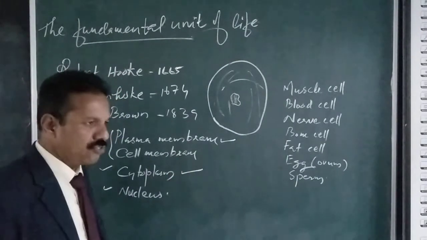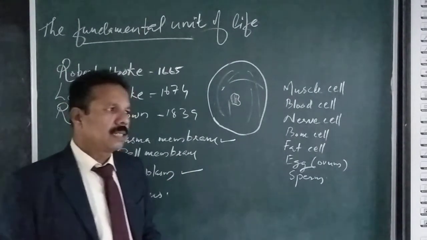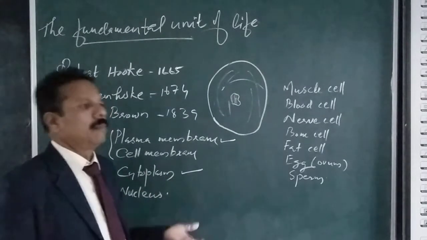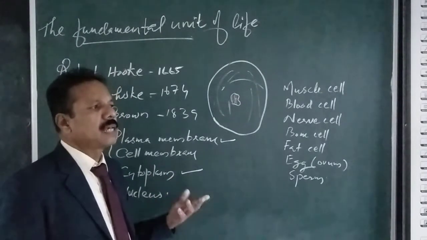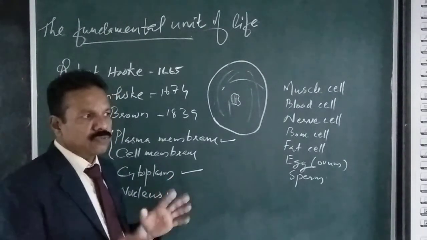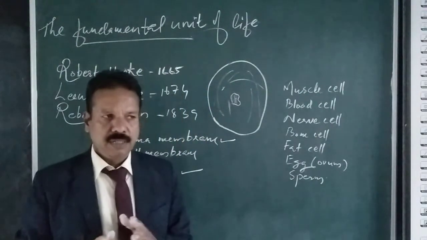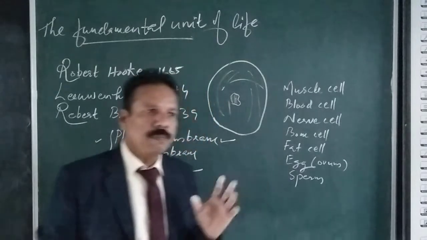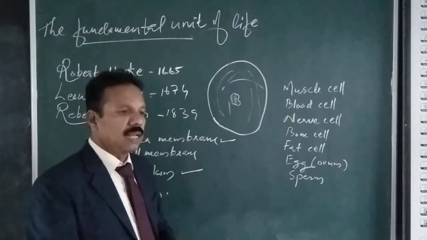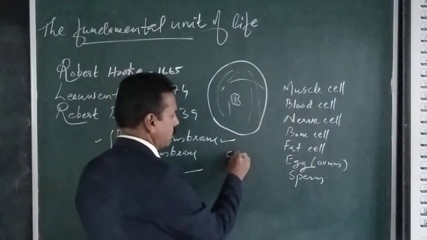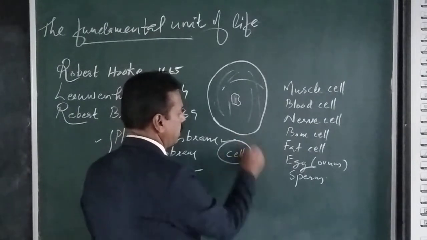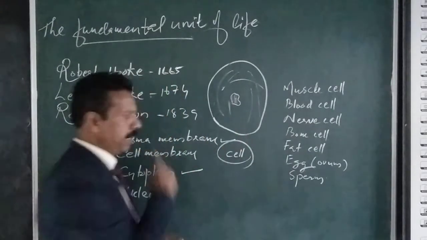And there are plant cells and animal cells. Other than animal cells, plant cells also have a cell wall. That is why the shape of the plant cell is always fixed, and we cannot change the shape of the plant cell. It has a cell wall in addition to the plasma membrane.